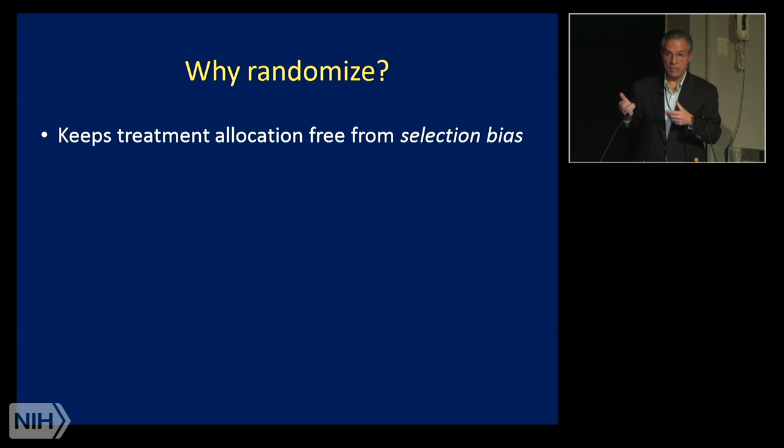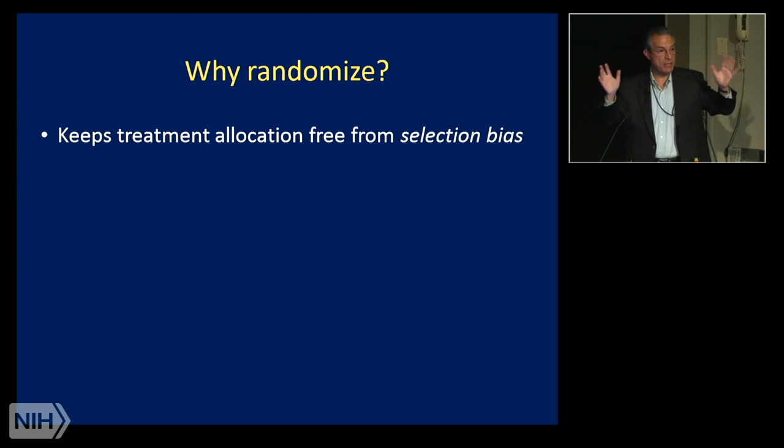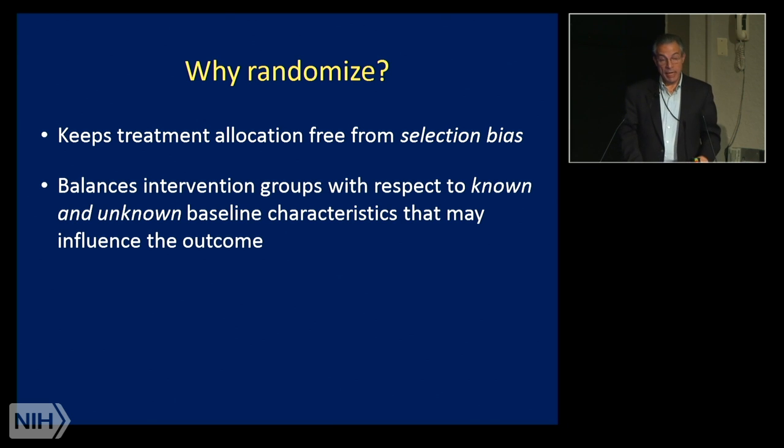So a participant comes in. You don't want the person deciding which treatment they're going to go into because of potential selection bias. So what randomization does, it keeps the treatment assignments free from selection bias. It balances intervention groups with respect to known and unknown baseline characteristics that may influence the outcome.